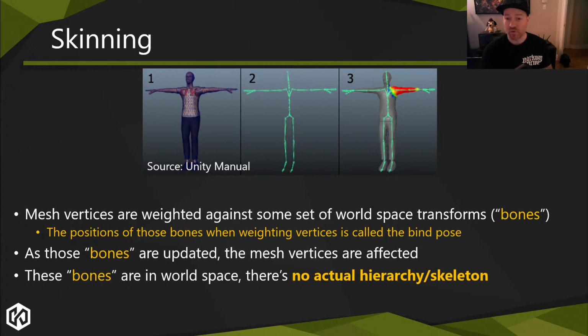Now, it's important to know that for the renderer, there's no hierarchy, there's no skeleton. It's just world space transforms. A lot of times they're not even necessarily world space, they're in bind pose space, but that's a detail that's kind of irrelevant. If you're interested in that part, you can research it later. Fundamentally, it's just a set of transforms. They're not connected in any way, they have no hierarchy.